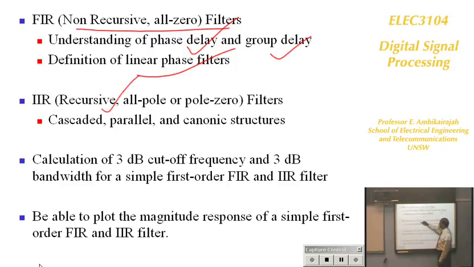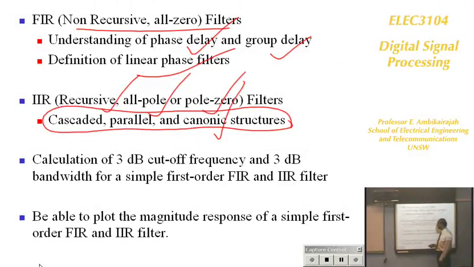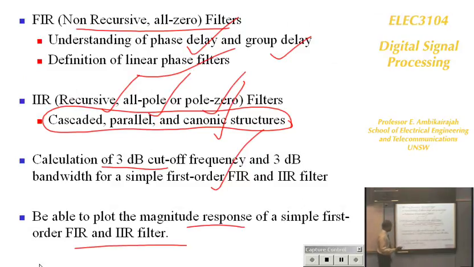Then you look at the recursive filters, which are all-pole and pole-zero filters, and then you look at the cascade, parallel, and canonic structures, and why you need canonic structures. If you are given a simple transfer function, you should know how to calculate a 3 dB cutoff frequency, if it's a low-pass filter or band-pass filter. You should be able to plot the magnitude response and the frequency response of a simple first-order or second-order IIR filter. Normally, first-order we can do, and we can cascade many first-orders to get second-order, or two first-orders give you second-order.